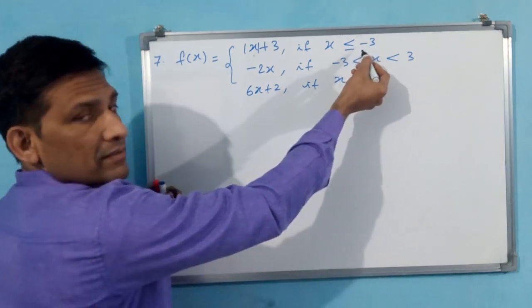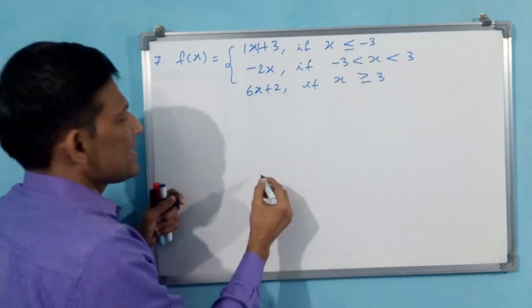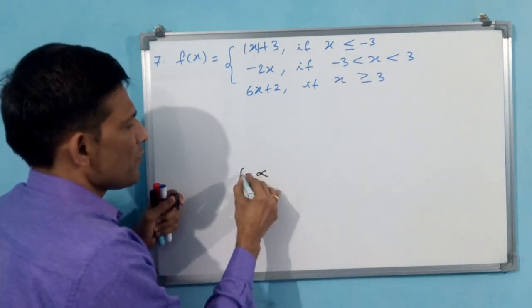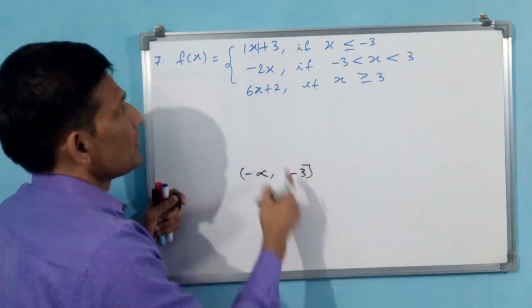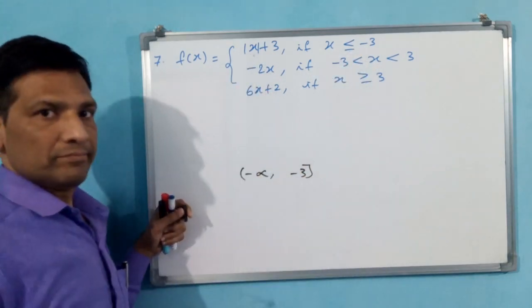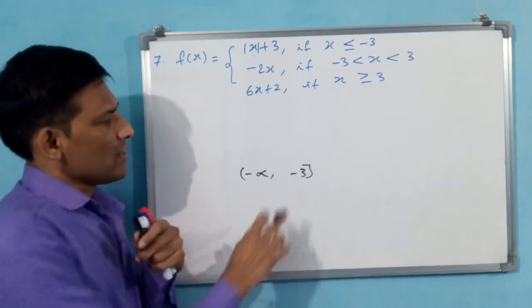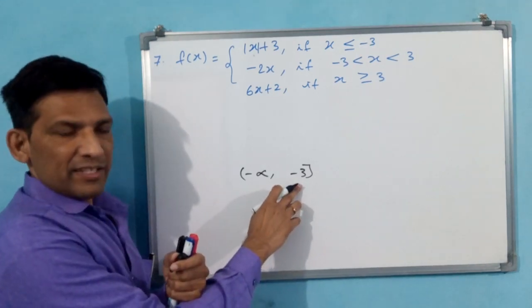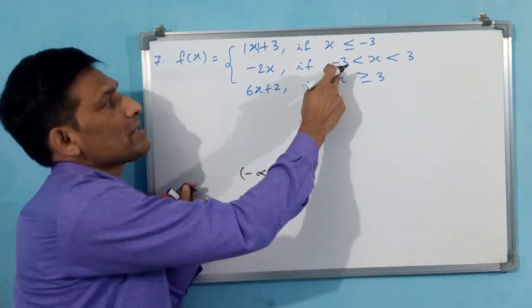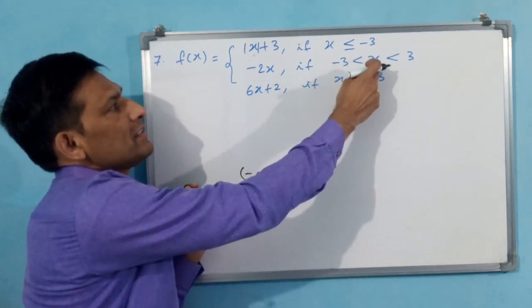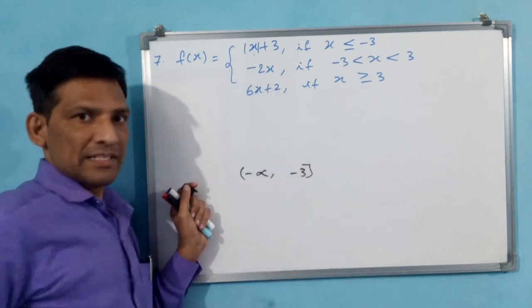See, less than or equal to minus 3 means minus infinity up to minus 3. Why? Because equal to is there. This function is continuous. Okay? You need not check again. Minus 3, if you check, limit x tends to minus 3, left hand limit you need not check. Again, right hand limit you have to check. Why? Because from minus 3, greater than minus 3, x is greater than minus 3, another function is there.